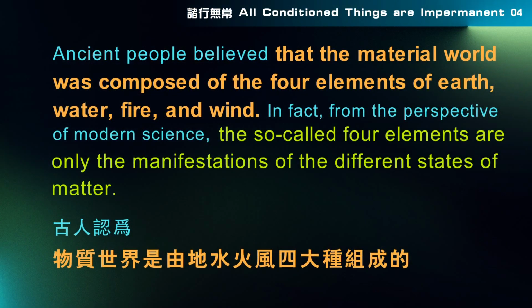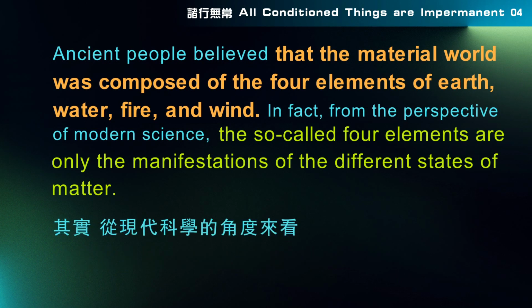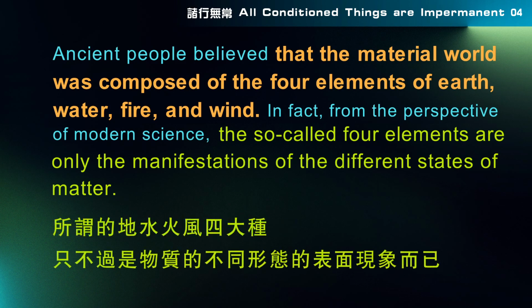Ancient people believed that the material world was composed of the four elements of earth, water, fire, and wind. In fact, from the perspective of modern science, the so-called four elements are only the manifestations of the different states of matter.